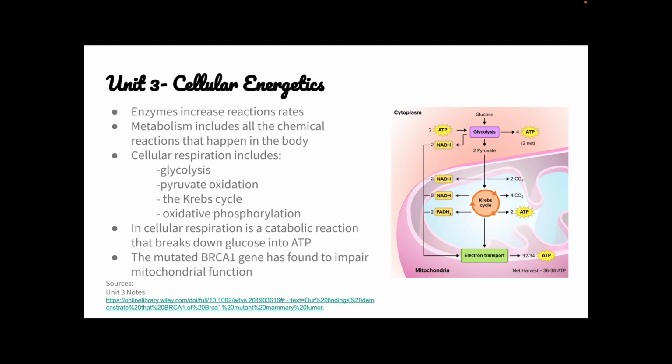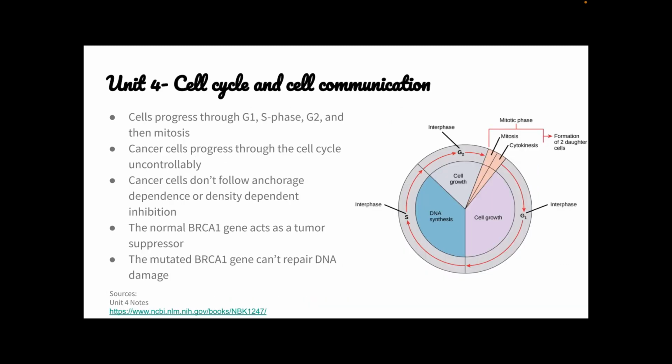And so, again, this is a catabolic reaction, and it makes ATP, which you need for energy in your body. And so when we talk about the BRCA1 gene, the mutated BRCA1 gene has also been found to impair mitochondrial function, which would create less ATP and less energy for the body, which can be seen in some of the cancer symptoms that people may be feeling, like fatigue, because they have less ATP available.